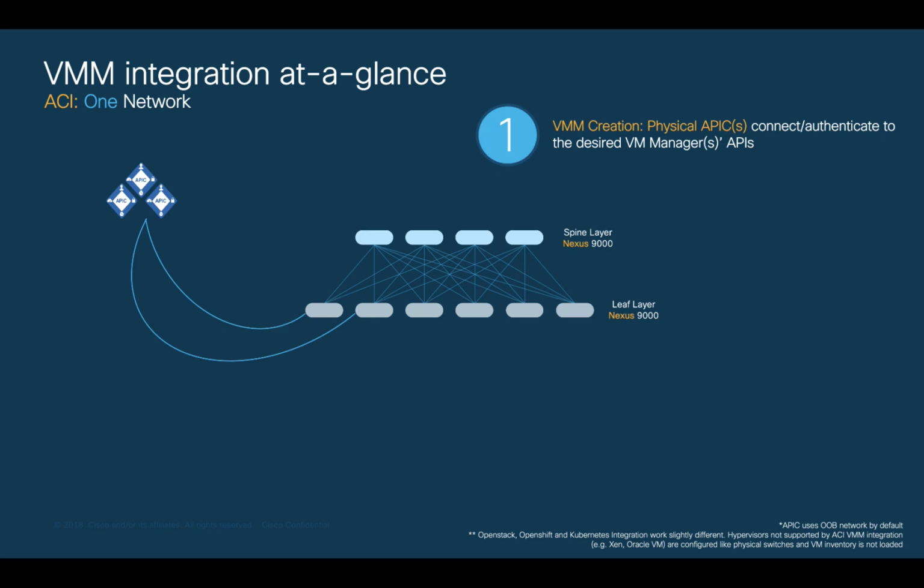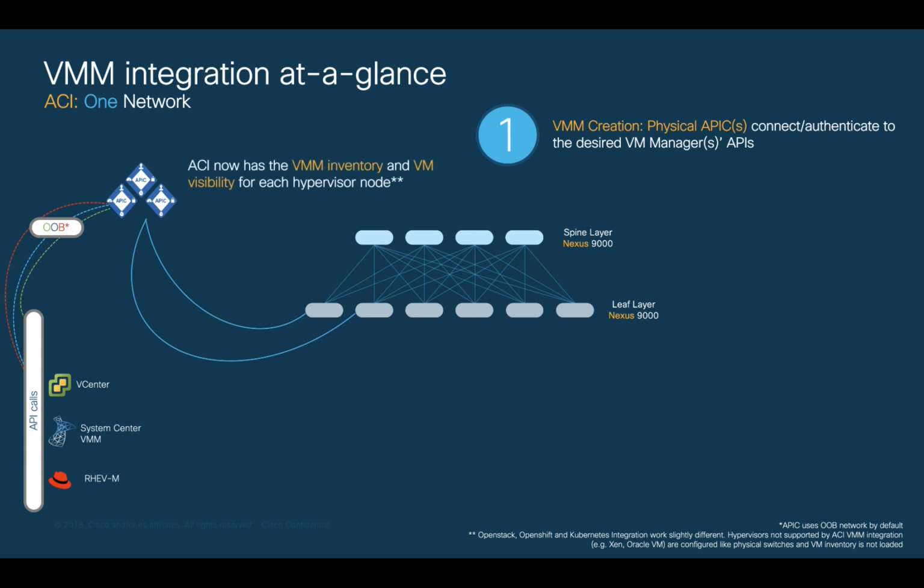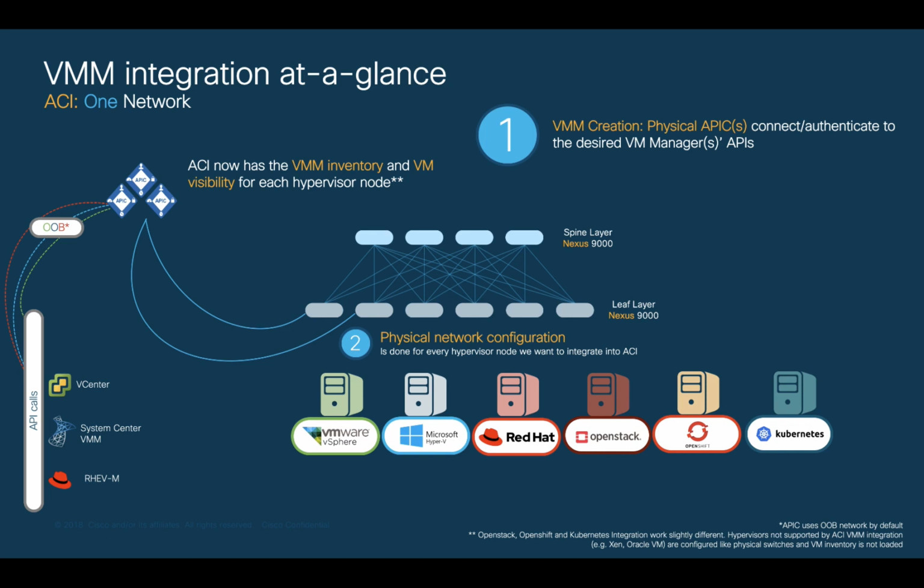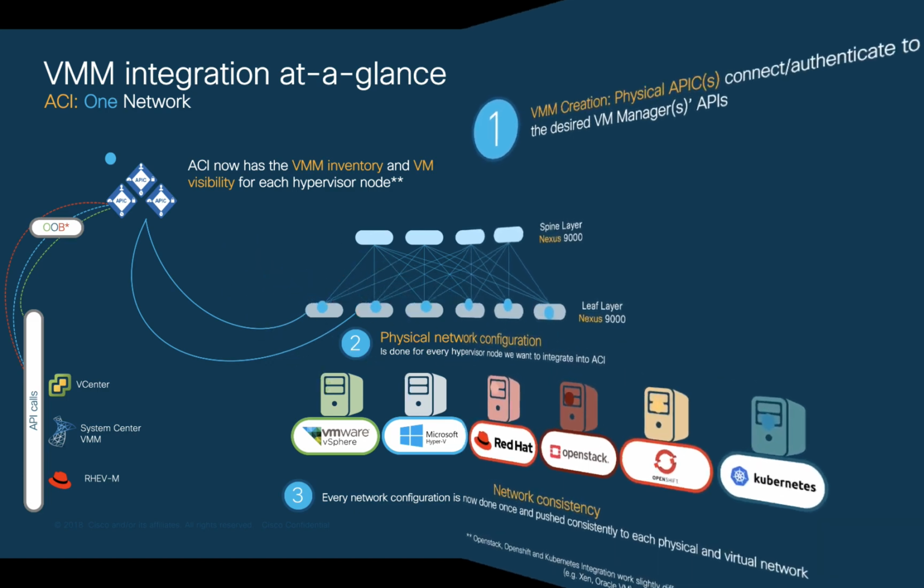This provides APIC with the ability to connect and authenticate via its out-of-band management interface against the most popular virtual machine managers in the market through their APIs and therefore get complete visibility into their inventory at the host and VM level. Next, we will configure the physical network for each hypervisor host, just the way we learned in the previous episode, this time including the VMM domain in the AEP you will use. This will allow us to configure the logical network once, centrally through the APIC, and distribute that configuration consistently across multiple servers and hypervisors, reducing potential errors and time.